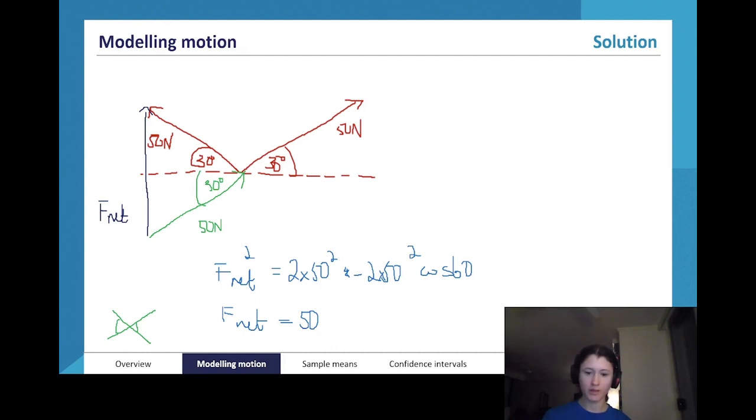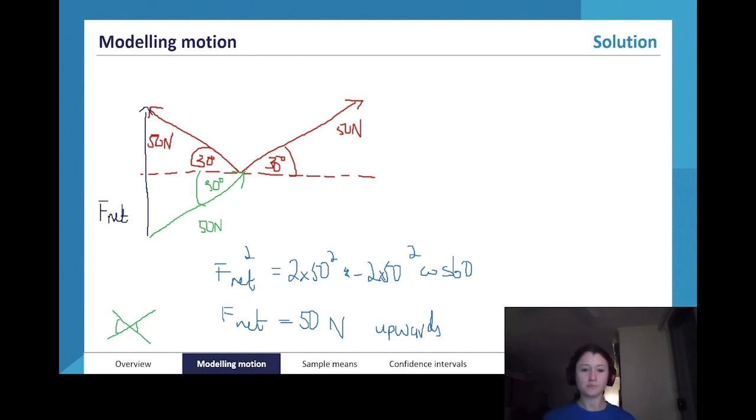So you could kind of tell that this was going to be the case, of course, because we have an angle of 60 degrees in between two sides with equal length, which tells us that it's going to be an equilateral triangle, right? So it's going to be 50 newtons, and this is going to be upwards. So this is the force exerted by the string.